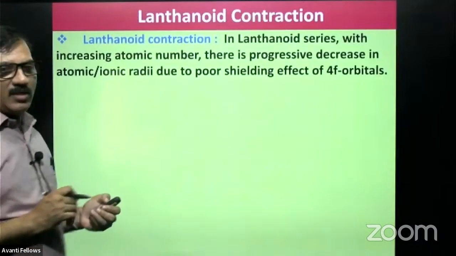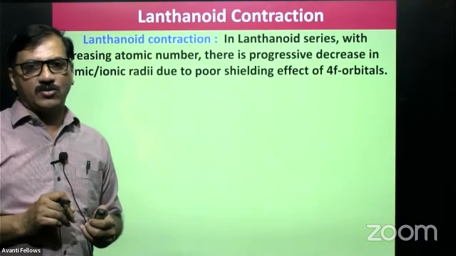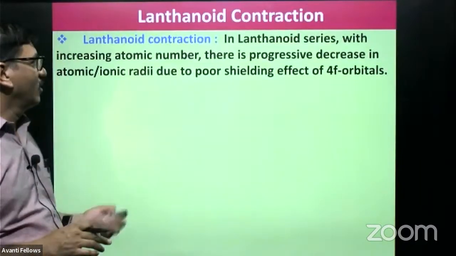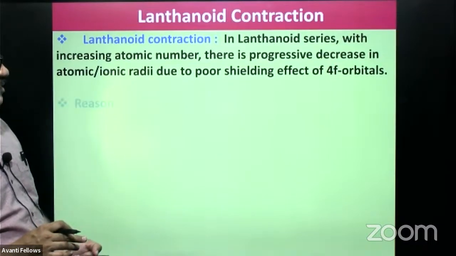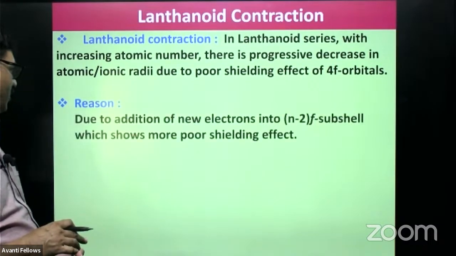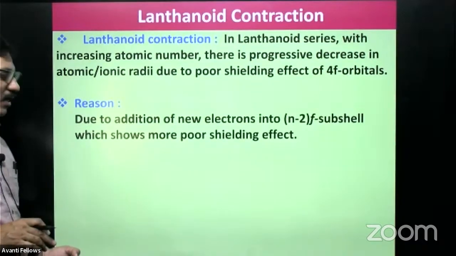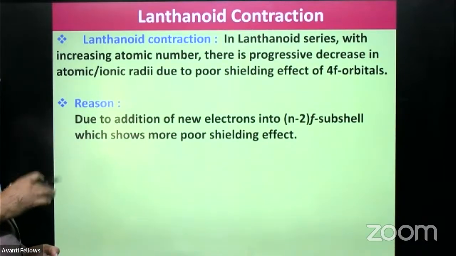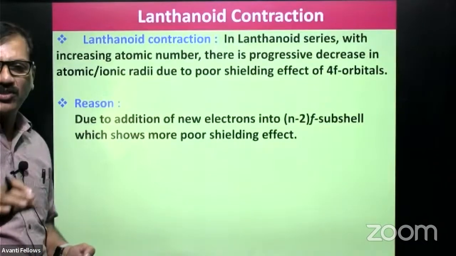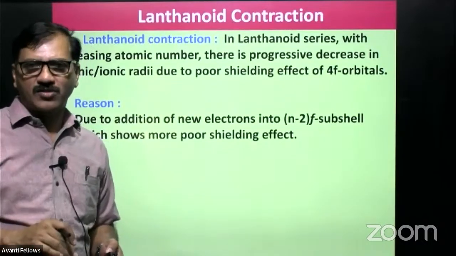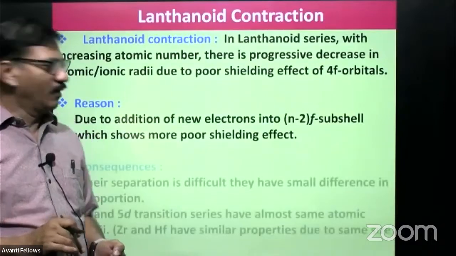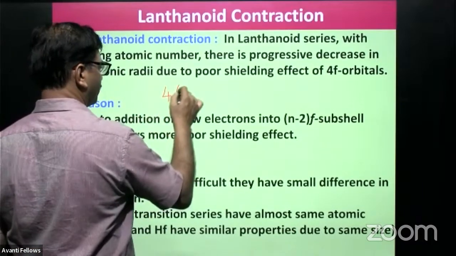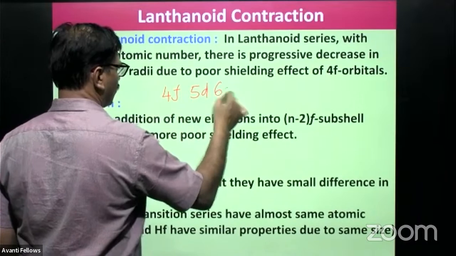Lanthanoid contraction is important. It is the gradual or regular decrease of atomic or ionic radius from lanthanum to lutetium. There is a progressive decrease. What is the reason for this? The new electrons enter the n-2 f subshell, which shows a poor shielding effect. It is the poor shielding effect of 4f electrons, so particularly it is using 4f. Lanthanoids use 4f, 5d, 6s orbitals.